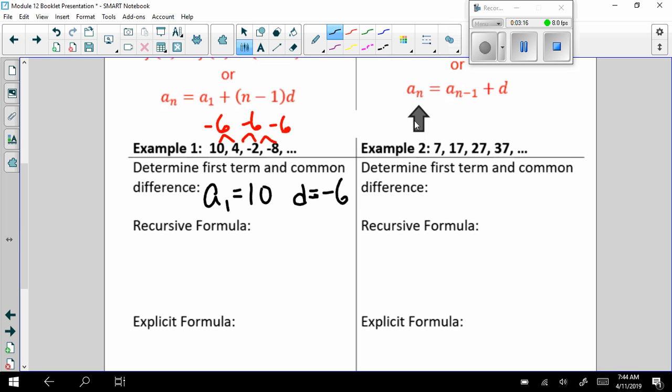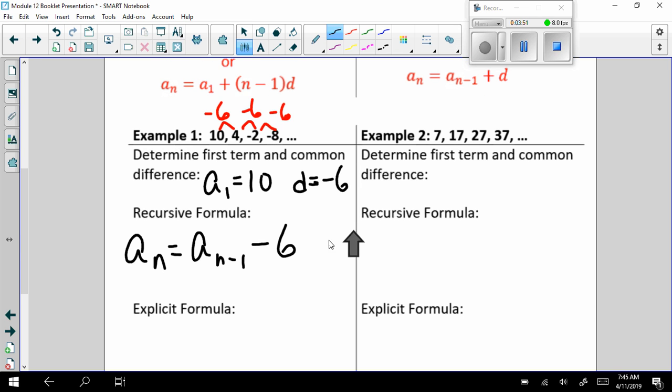I'm going to start with my recursive formula. So my a sub n, which is just going to stay a sub n, equals a sub n minus 1. That's just going to stay a sub n minus 1, plus a -6. I'm going to write -6. So the only thing I replaced on this one is my common difference. Your recursive formula doesn't use your first term, it uses the term that came before. I know that's a little confusing, but as we do more practice, I think you'll get it.